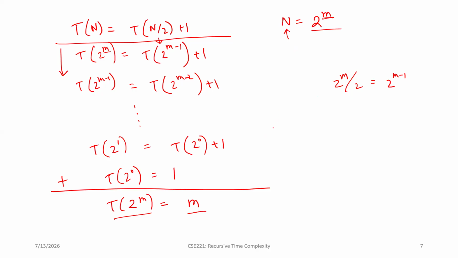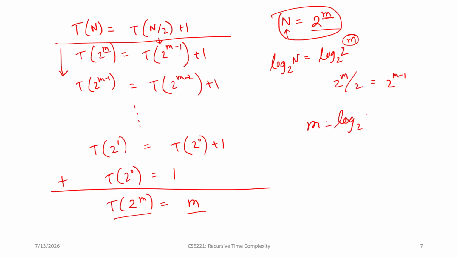And the value of m should be figured out from this assumption: n equals 2 to the power m. If we apply log base 2 here, log base 2 of n equals m.